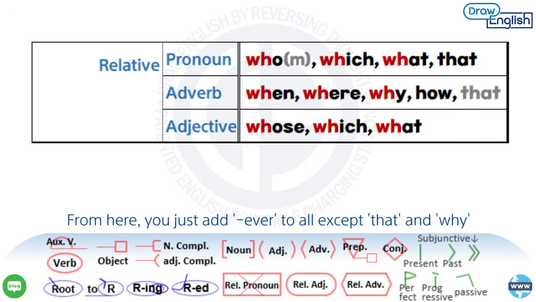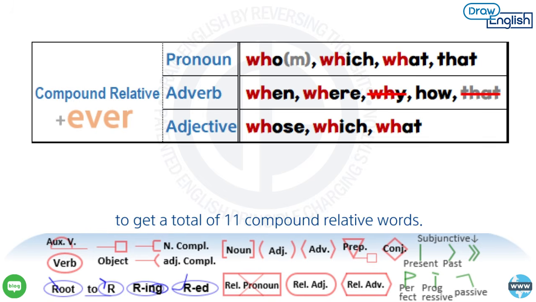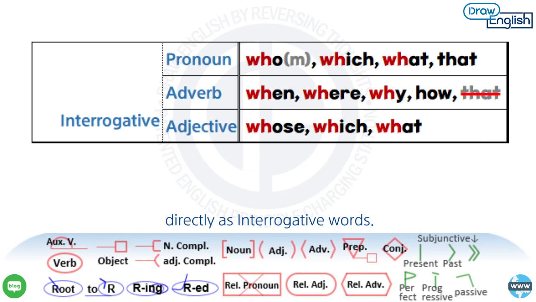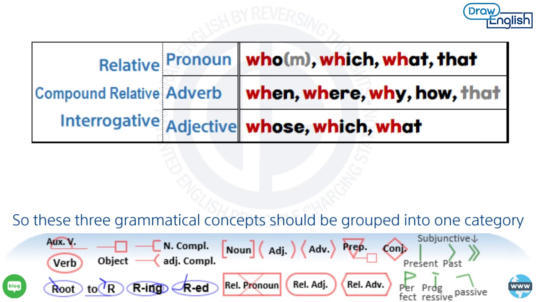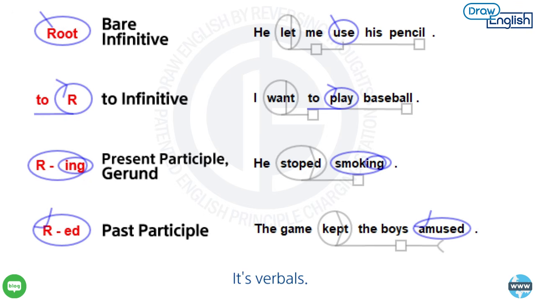From here, you just add ever to all except that, and y to get a total of 11 compound relative words. And then out of these 13, you use all 12 except that, directly as interrogative words. So these 3 grammatical concepts should be grouped into one category and learned together. So, what's next? It's verbals.